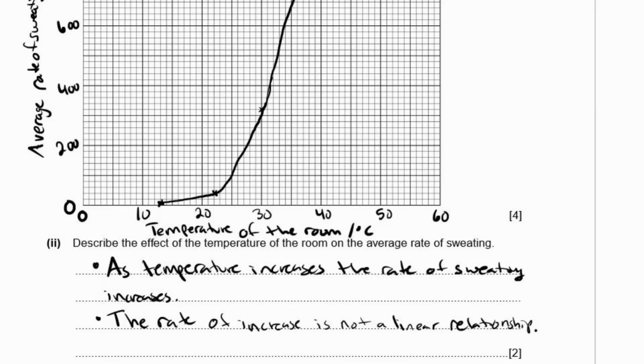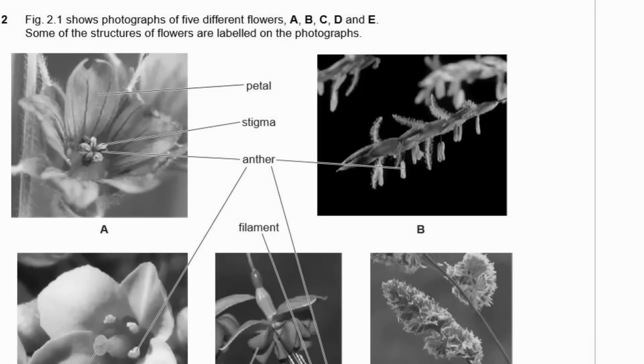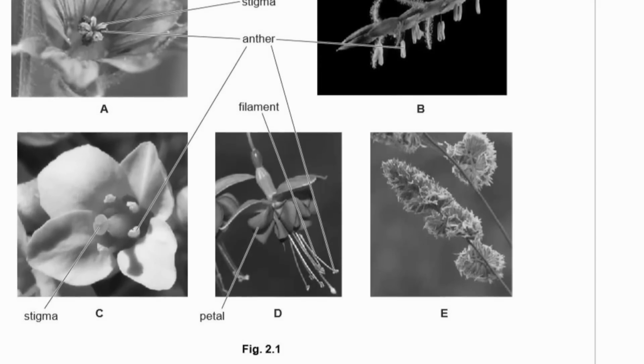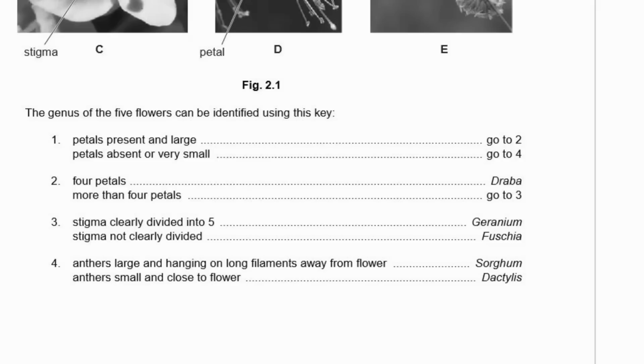Okay, next. Question 2. Figure 2.1 shows photographs of 5 different flowers, A, B, C, D, and E. Some of the structures of the flowers are labeled on the photographs. So we have petals, stigmas, anthers, and filaments. They don't all come up at the same time. That's okay. The genus of the 5 flowers can be identified using this key. Okay, so we can look at each flower, use the key, and figure out what it is.